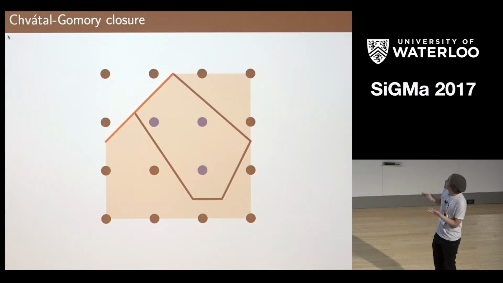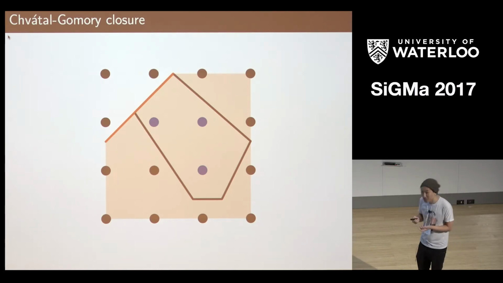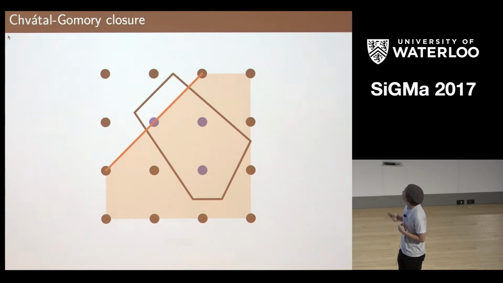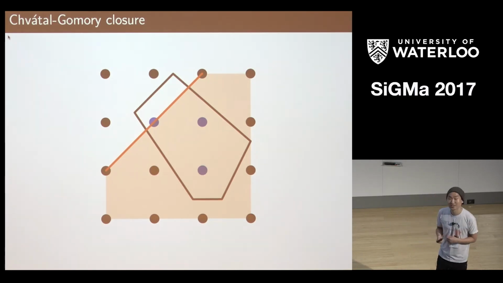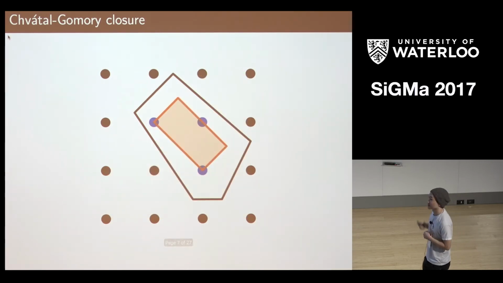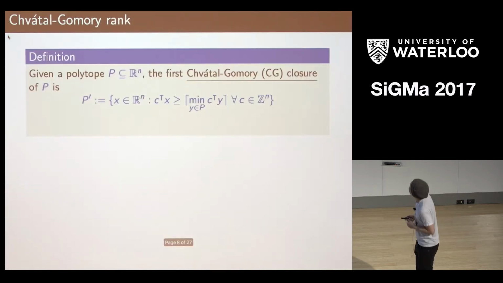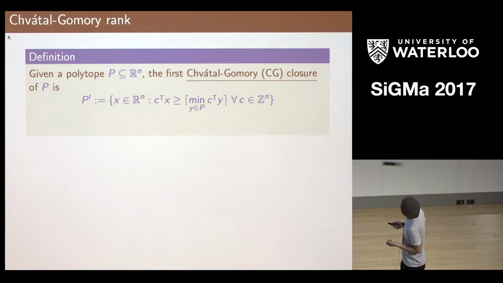Here's another CG cut. Again, this inequality has integer coefficients on the left-hand side, so I can round to get a stronger inequality, that guy, right? So if you take all the inequalities that you can generate in this way, you get this rectangle, which is called the CG closure of your polytope. Okay, so this is just the formal definition. You don't have to read it. So the CG closure is just the possibly smaller polytope you get just by rounding inequalities, right?